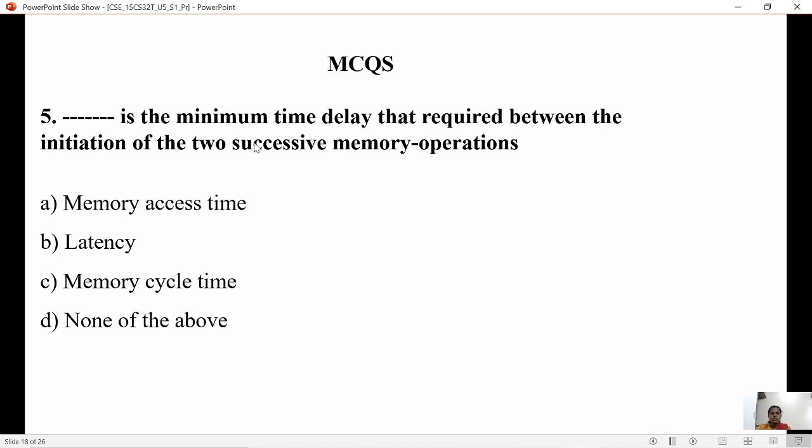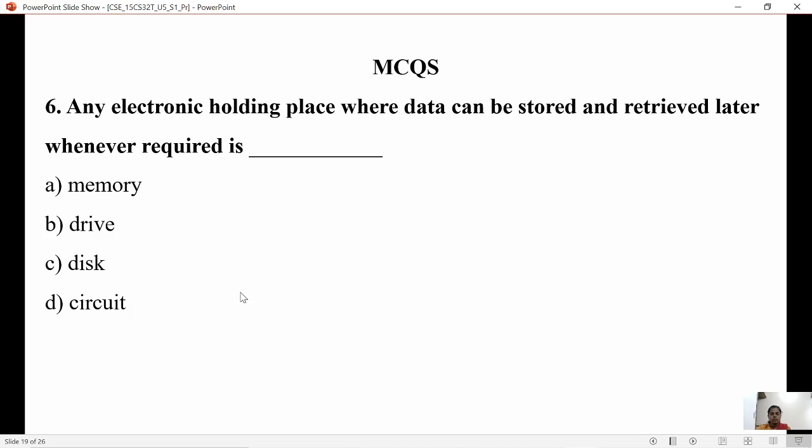Next question. Dash is the minimum time delay required between initiation of two successive memory operations. Options: memory access time, latency, memory cycle time, none of the above. The solution is memory cycle time. Next question. Any electronic holding place where data can be stored and retrieved later whenever required is dash. Answers: memory, drive, disk, circuit. The answer is memory.